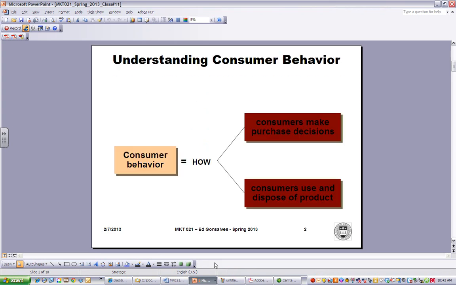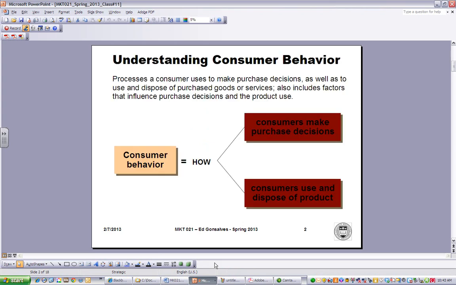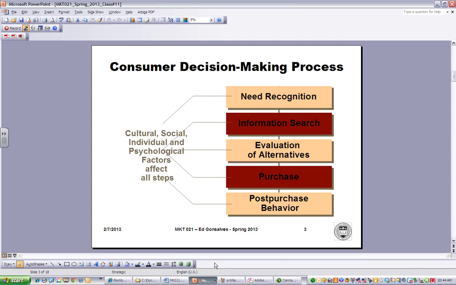And consumer behavior is not just a function of how consumers make purchase decisions, and then after they made that decision, how do they use the product and then dispose of it after the fact. So all these elements are components of how consumers behave, and it's important to know that, especially if you have a business that's trying to sell products or services to consumers.